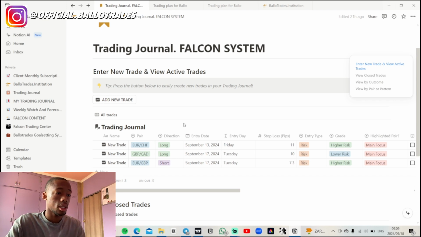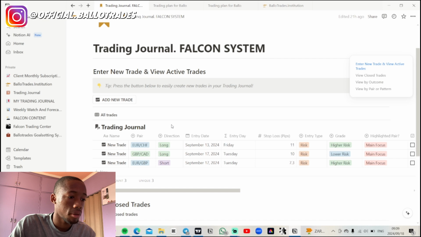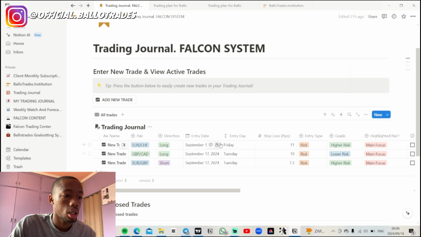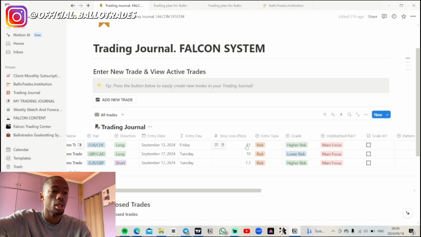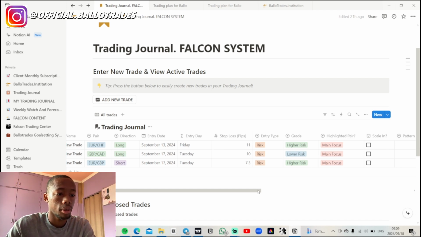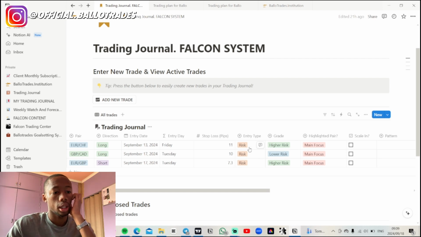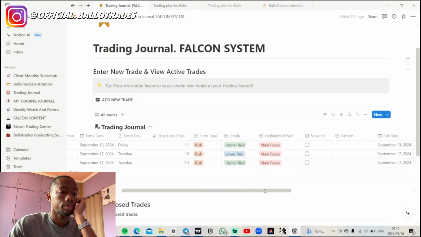I only took 3 trades. The first one was Euro Chef, and it was a long position. I took it on the 13th of September, which was Friday, as you can see there. The stop loss was 11 pips, and the type of entry was a risk entry. The grade of this trade was high risk. I will show you why it was high risk. And it was part of my main focus.